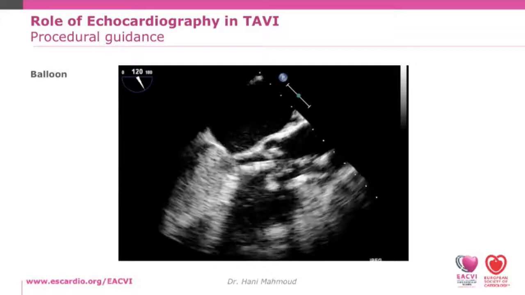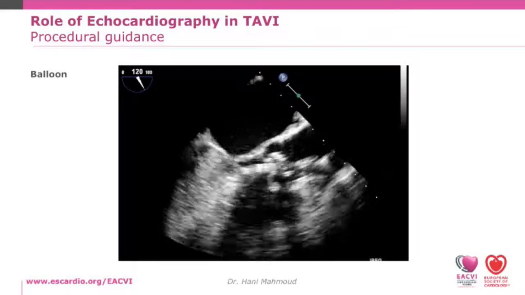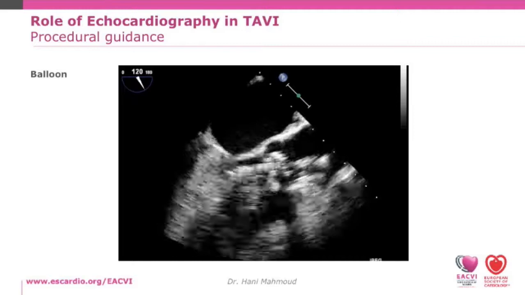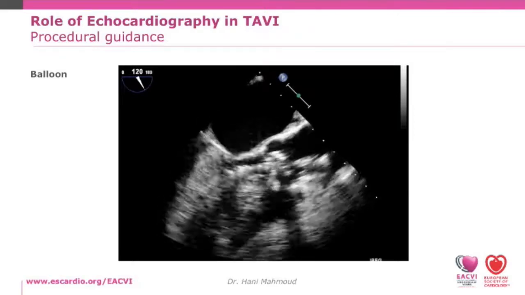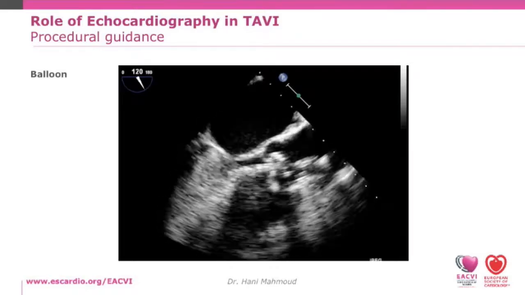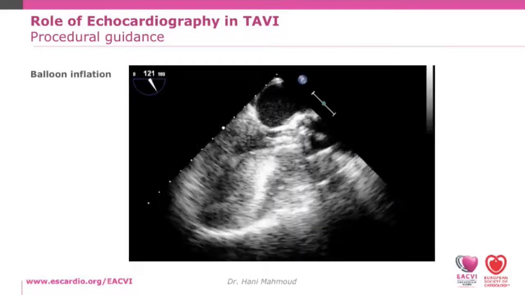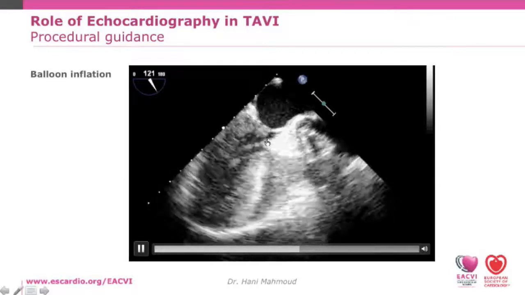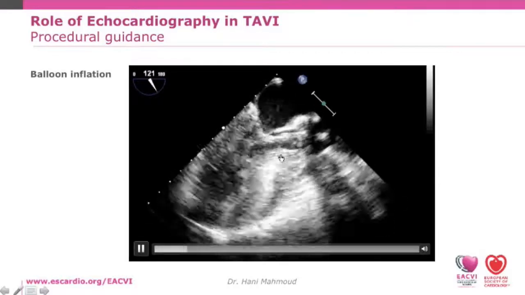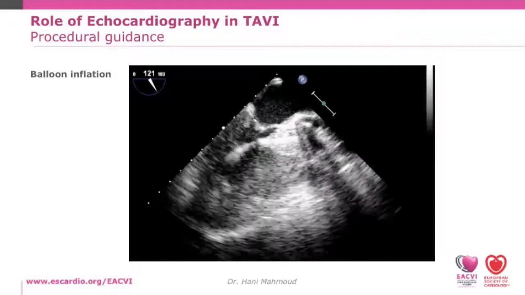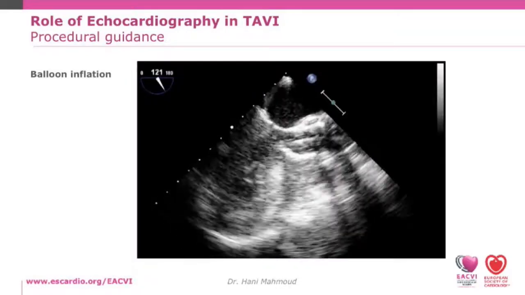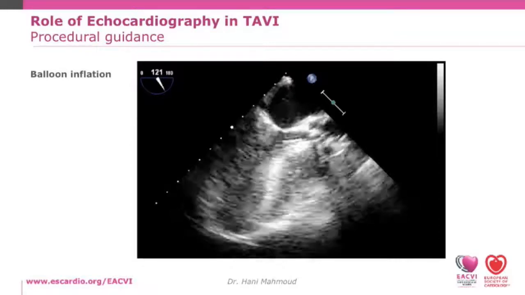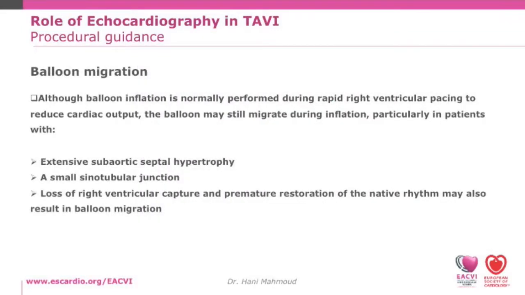Here you see the balloon which goes across the aortic valve, and the balloon can then be expanded under control of echo and of fluoroscopy. As we see in this balloon inflation situation, you can also correct the balloon for its position relative to the septal bulge nicely and control that you also reach the leaflet tips. Balloon is now being inflated. There is a chance of balloon migration, which will normally be prevented during rapid pacing.